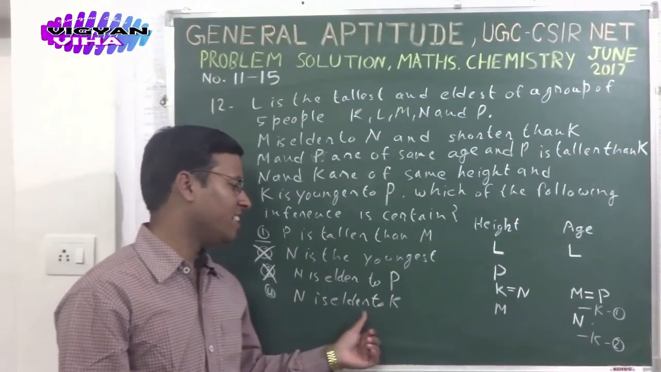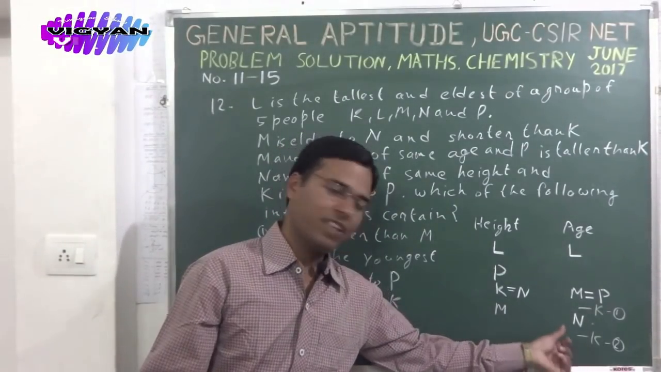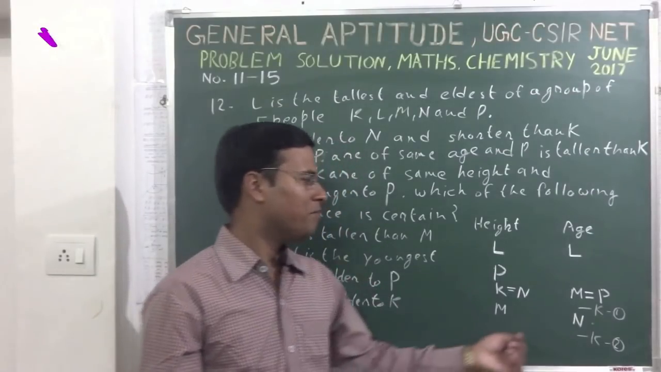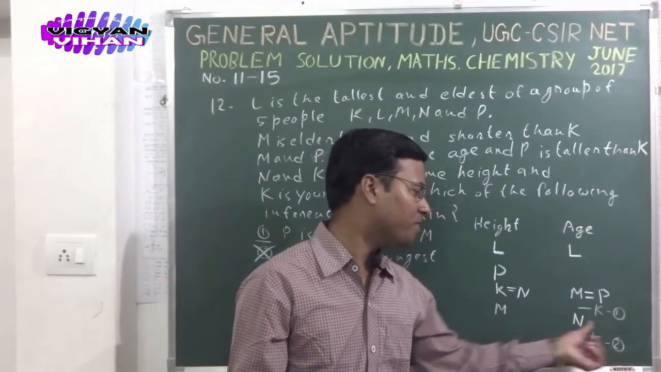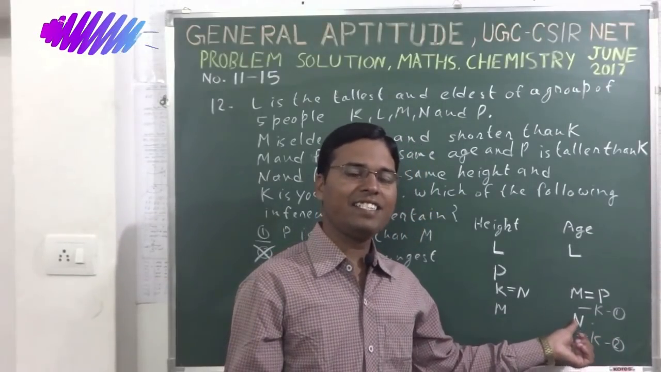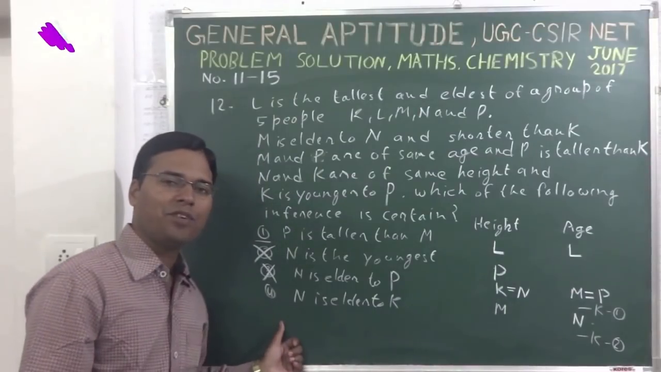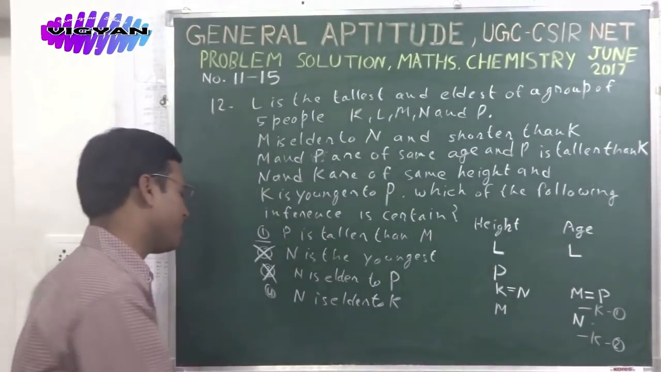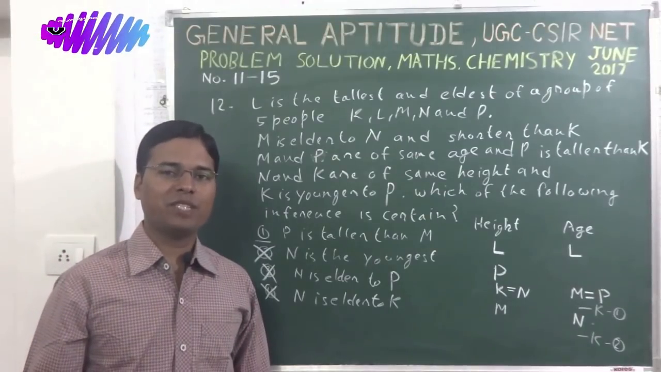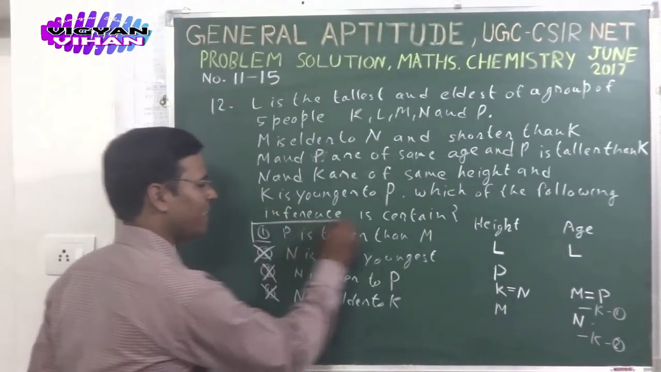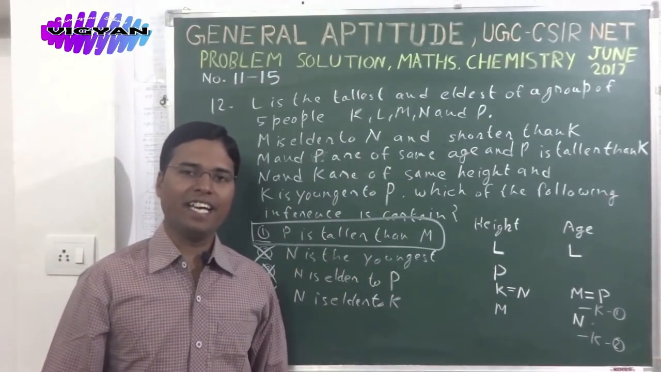Option 4: N is elder to K. If K is at second place, N is elder to K, but if K is at position 1, then N is younger than K. So option 4 also may not be the correct answer of this problem. So the correct answer of this problem is option 1: P is taller than M.